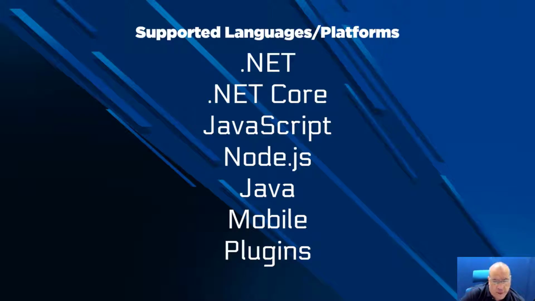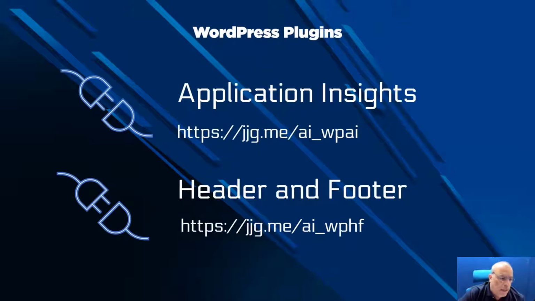So how do you integrate with it? I'm glad you asked. There are two different plugins that you can get for WordPress to start. If you go to any of the links on here, we're all going to start with jjg.me/AI_. So there is an Application Insights plugin that if you're using a WordPress site, all you give it is your Application Insights key, which I'll show you later on how to get, and it will automatically do all the wiring. It hasn't been upgraded in like 3 or 4 years.